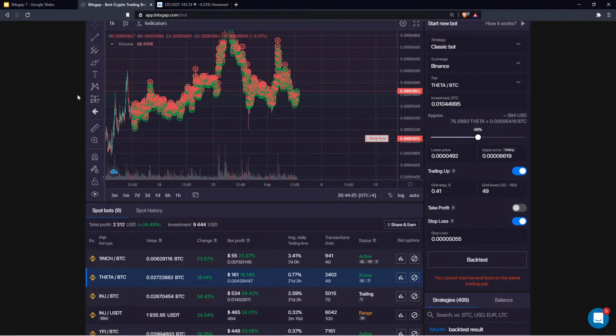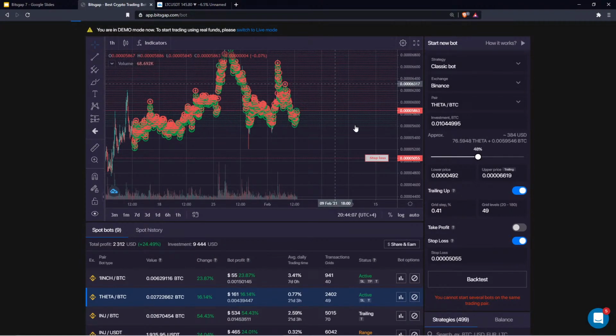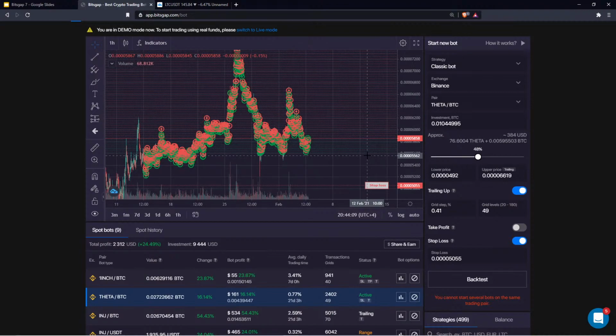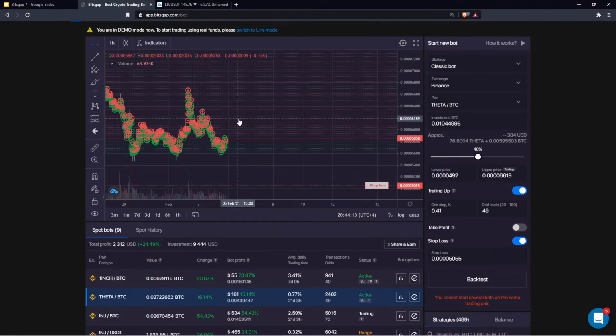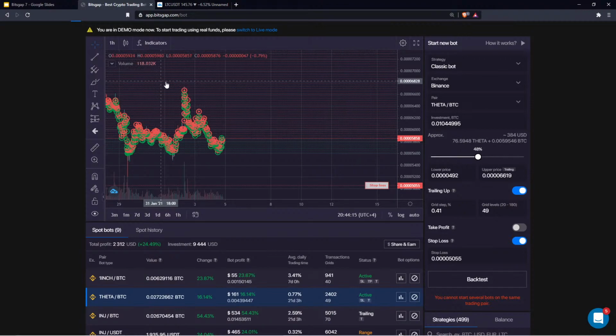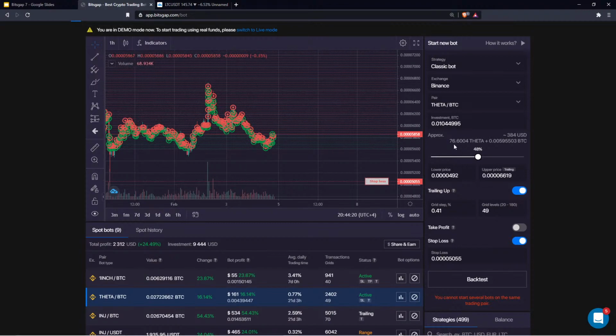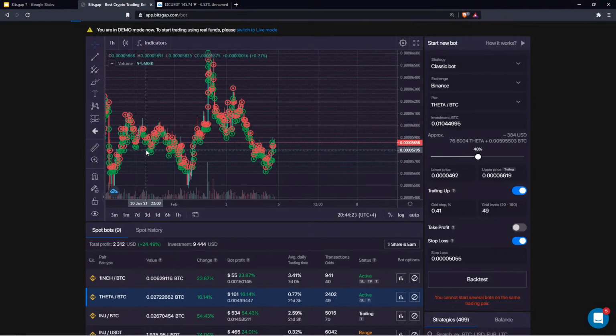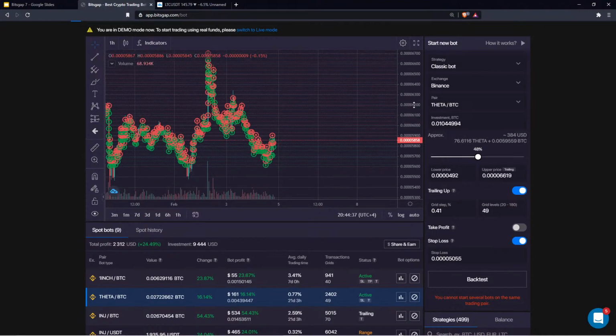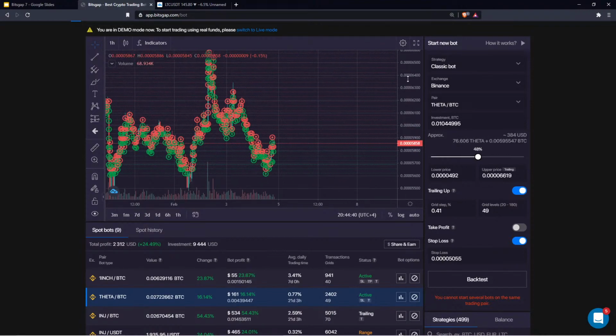So the cool thing about automation at Bitsgap is that you have the track record displayed on the chart. So I see exactly where it purchased and sold the coin. So all these green circles represent executed buy orders, whereas red circles represent sell orders executed by the bot. So I know exactly where it bought and where it sold.